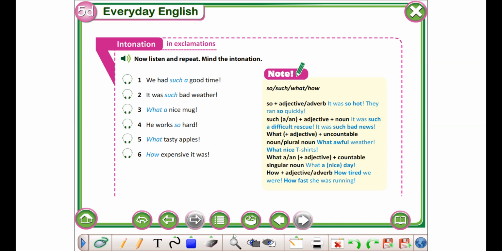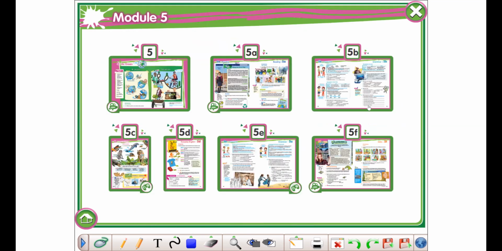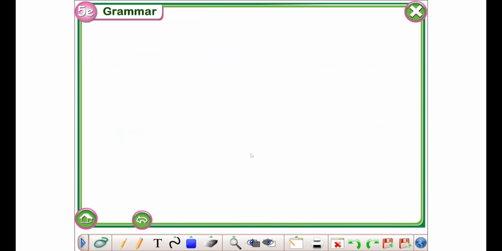Okay, what I'm going to do now is open the next worksheet and we'll go through the grammar explanations given for Unit 5E.